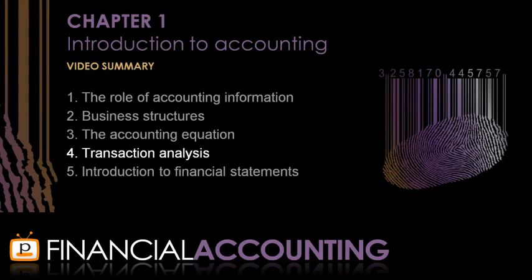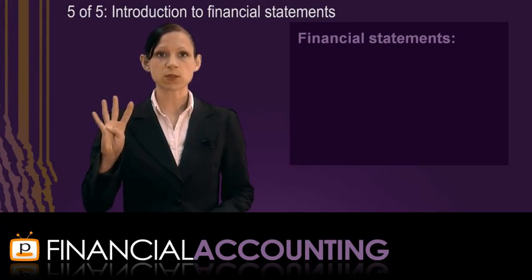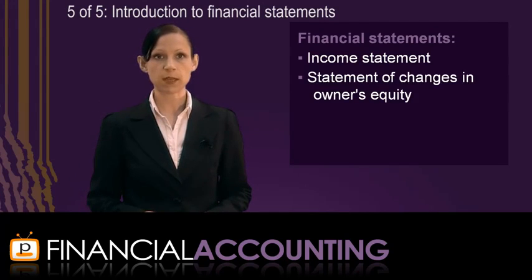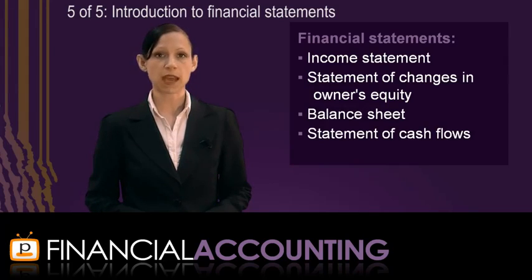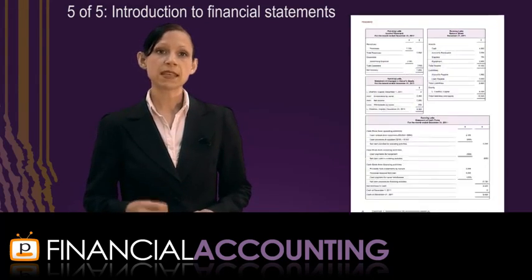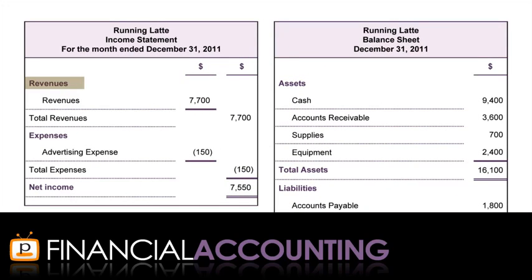After transaction analysis, the final step is to summarise that information in the financial statements. The 4 major financial statements are the income statement, statement of changes in owner's equity, balance sheet and the statement of cash flows, which we can see in our Pedisco textbook. The income statement summarises the revenues earned and expenses incurred over a period of time, which results in the net income or net loss of the business.